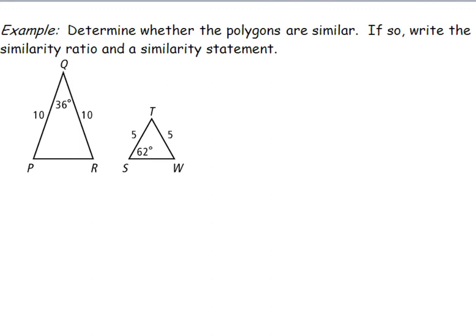So in this next example, what I would like for you to do is I want you to determine whether the polygons are similar. If so, you're going to write a similarity ratio and a similarity statement. If they are not, what I would like for you to do is go ahead and write down why. So take a minute, go ahead and pause the video at this point, do the problem, and then come back and we'll talk about it.